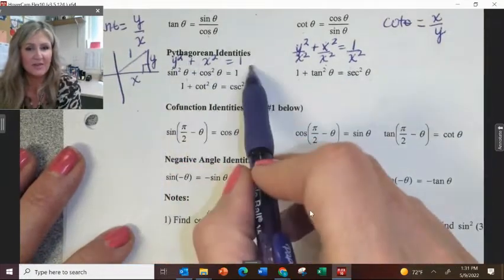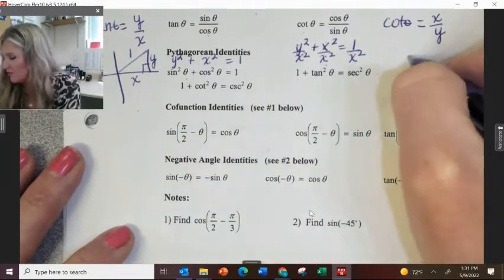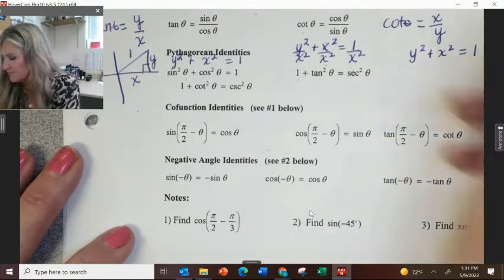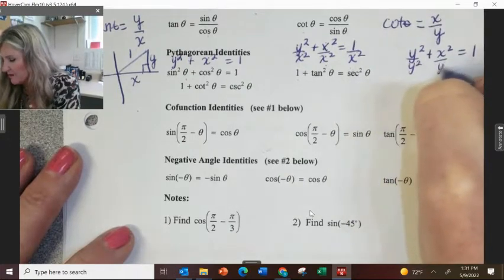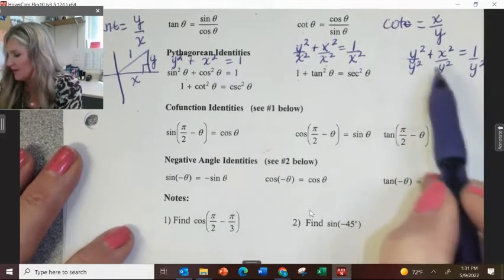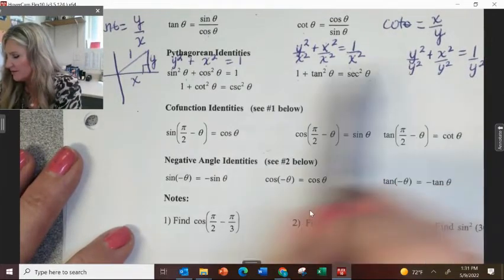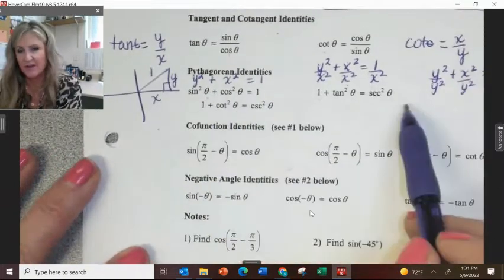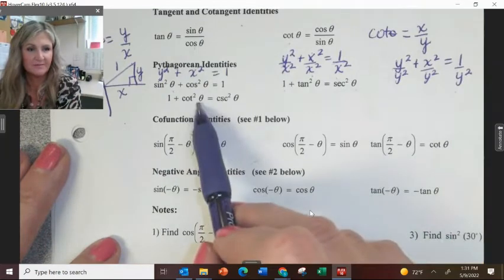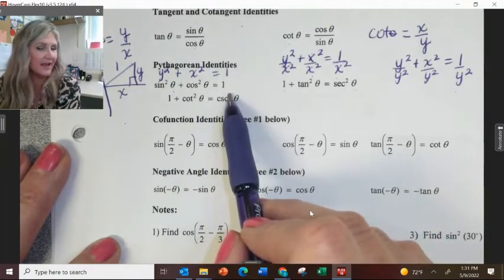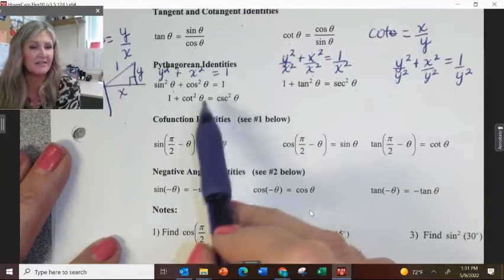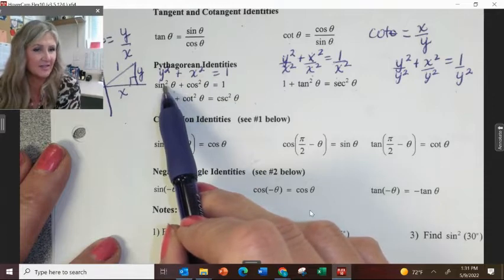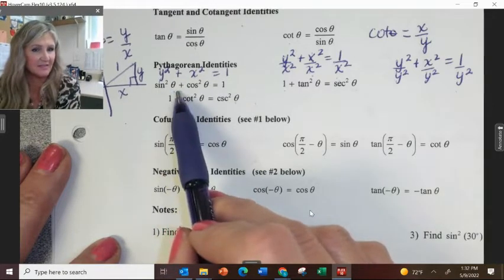Now, we've started with this, and we've divided by x squared. What's the other variable that I could divide this by? Y squared. So let's see what happens if I divide by y squared. What's y squared over y squared? 1. What's x over y? Cotangent squared. And then what's 1 over y? Cosecant squared. Now, guys, on these Pythagorean identities, this really means you would find the sine of theta, get that answer, and then square it. That's what that means.